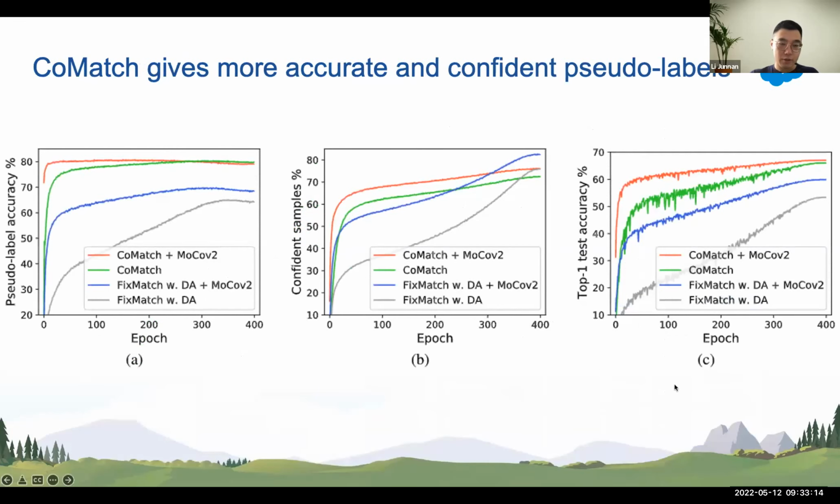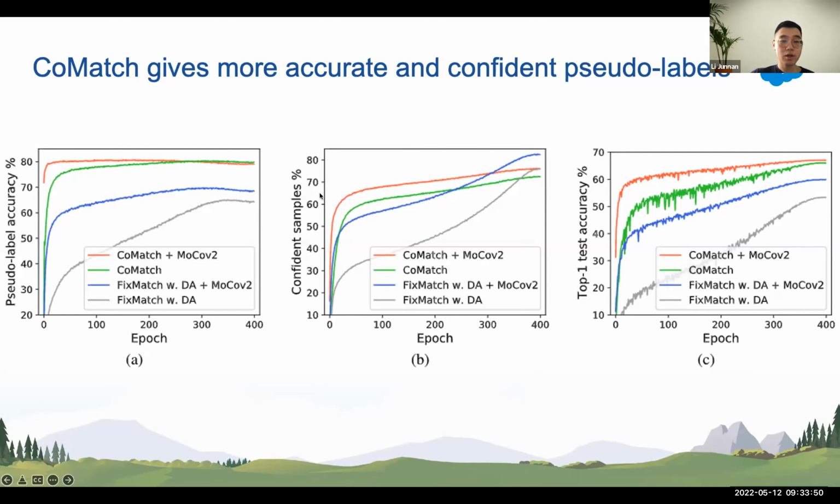So here I show some illustrations to demonstrate why CoMatch has better performance. So here I show three figures. The x-axis is the training epoch. And the first figure shows that CoMatch produces better accuracy in the pseudo labels. And because the pseudo labels are more accurate, of course, there's a better supervision signal provided by the pseudo labels. And not only are they more accurate, they are more confident as well.